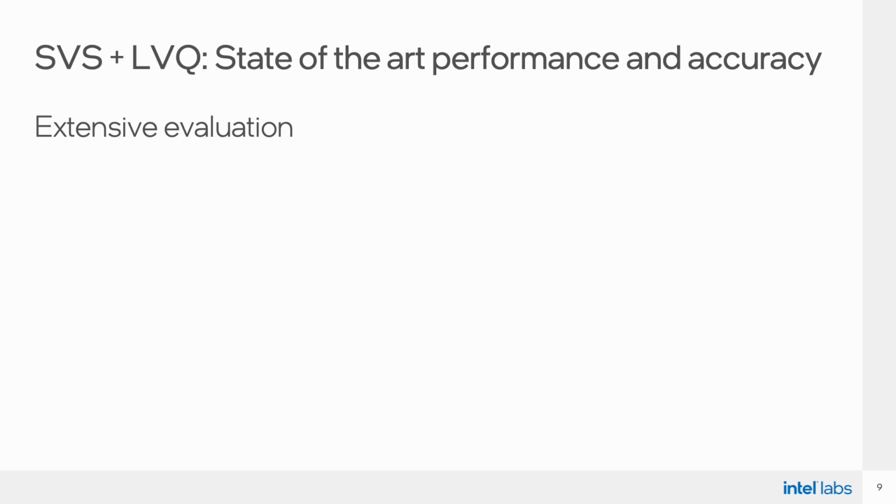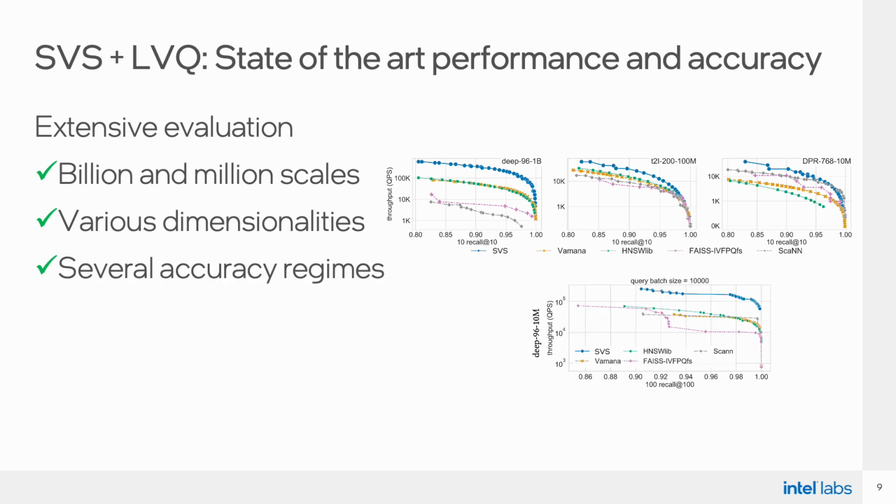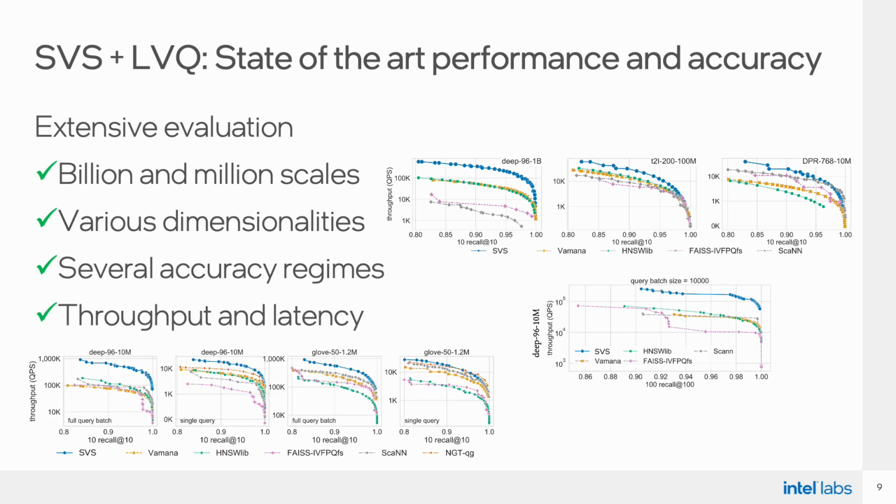The performance results we just showed are not restricted to a single dataset or use case. We have assessed SVS, comparing it with other state-of-the-art alternatives across a wide range of scenarios. Across different scales, spanning from millions to a billion vectors, across different dimensionalities, we have covered different accuracy regimes, retrieving different numbers of neighbors. We have also evaluated both throughput and latency. In every scenario, SVS is a top-performing library, coming ahead of its competitors.